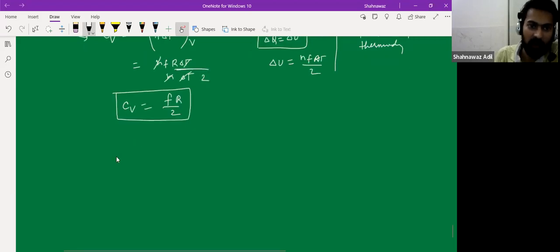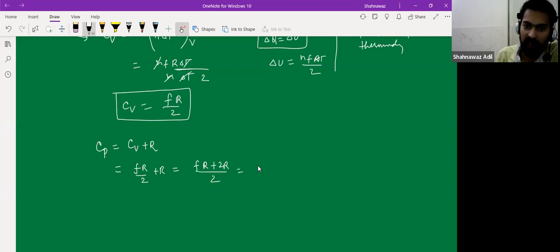And so what will be the molar heat capacity at constant pressure? You know that Cp is Cv plus R, right? Right, guys? So you know Cv is fR by 2, plus R. So this will be how much? (fR plus 2R) by 2. So this will be R(f plus 2) by 2. Right. So Cp is this.